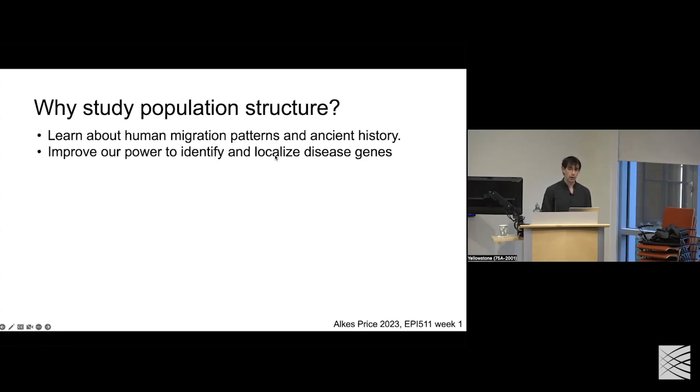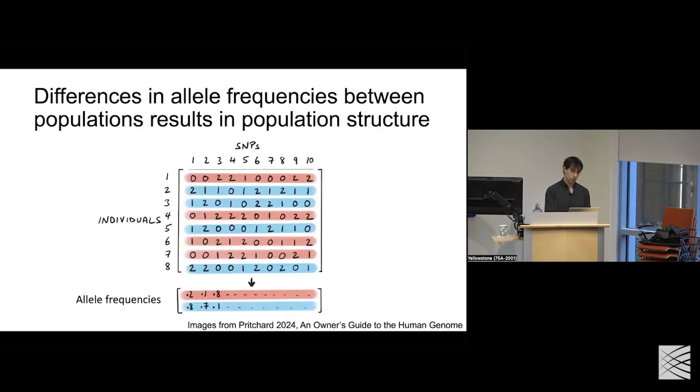The first reason is that it helps us understand human migratory patterns and ancient history. The second reason is to improve our power to identify and localize disease genes and understand the mutations that cause disease. I won't really talk about GWAS because that's the subject of the primer for next week, but understanding population structure and handling it appropriately is a prerequisite for doing effective GWAS.